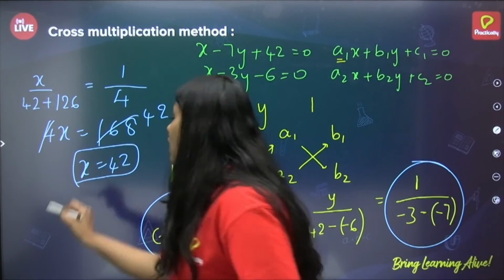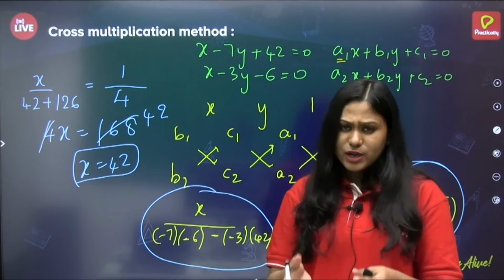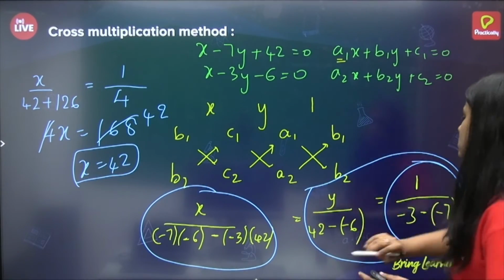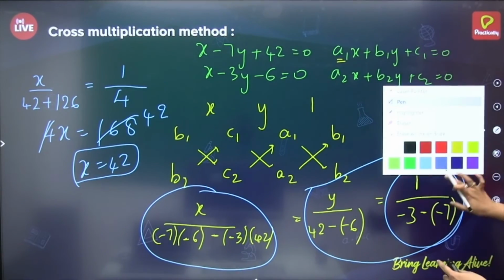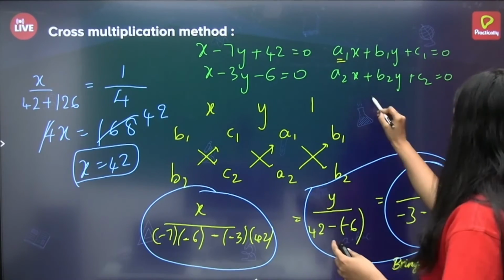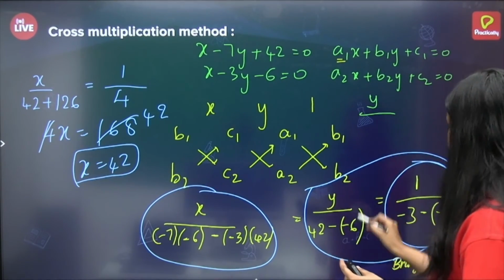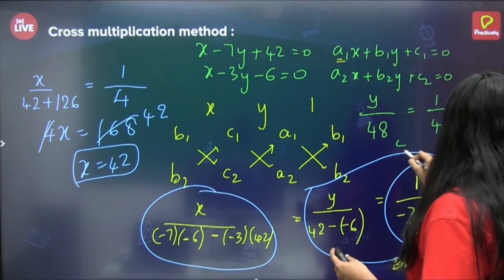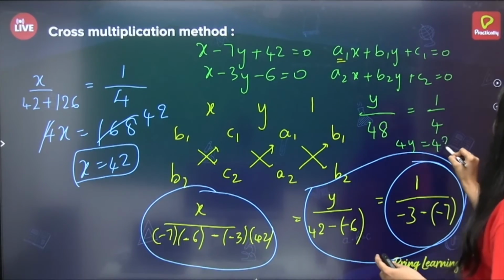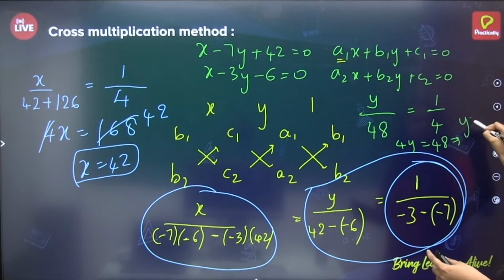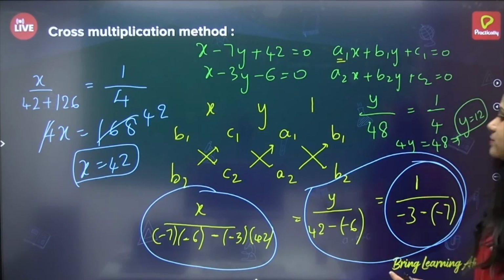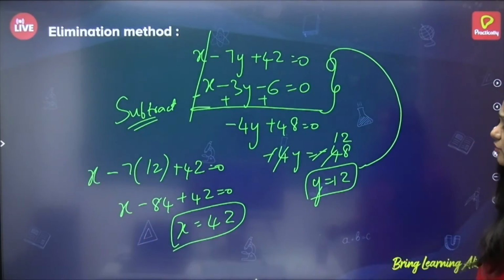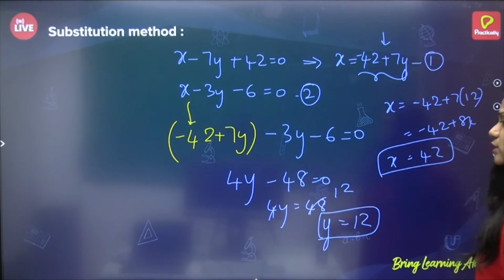Right? So after getting one value, that is value of one variable, you can either substitute it or you can just take this also. So let us do this way, okay? Because we have already seen substitution. So this will be y by 42 plus 6, 48, is equal to 1 by 4. Now 4y is equal to 48. This means y is equal to 12. Right? So in all these cases, we got x is equal to 42, y is equal to 12.